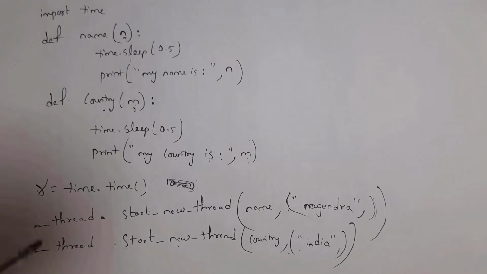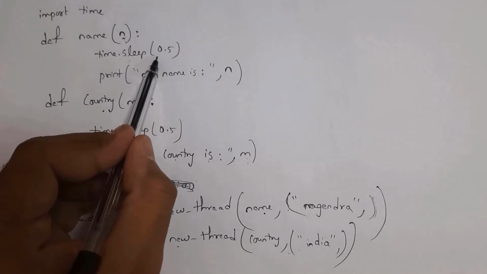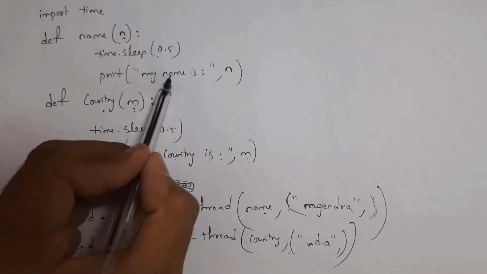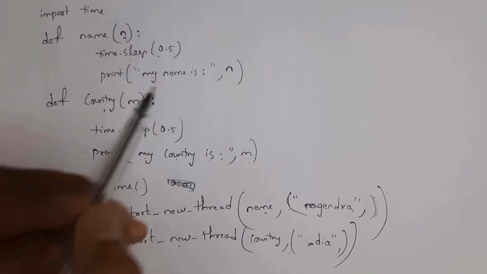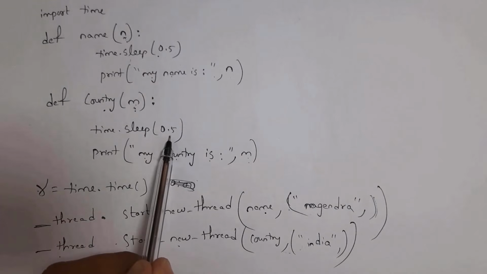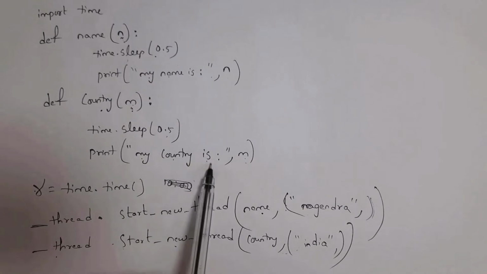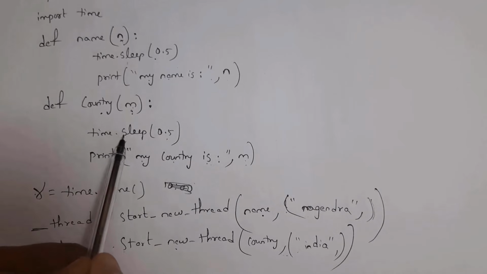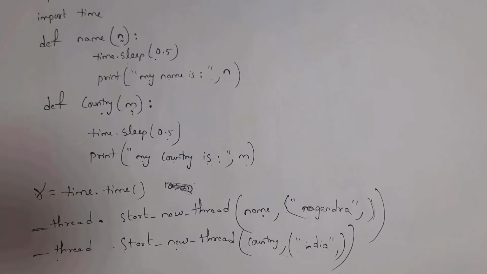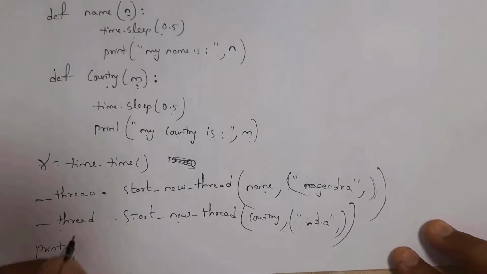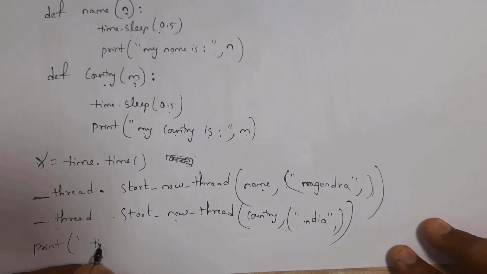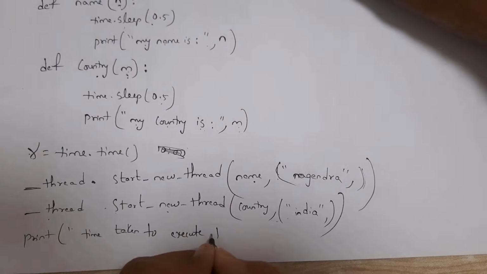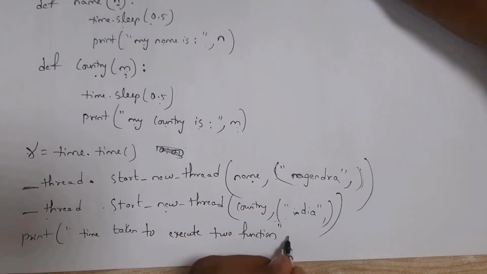Whenever I run these two lines of code, after a 0.5 seconds gap, I will get output "my name is Nagendra", and similarly again after a 0.5 seconds gap I will get output "my country is India", because I am using here time.sleep(0.5). Similarly at last I want to print the time taken to execute these two functions. So just write here print, I want to get output like "time taken to execute two functions", quotations close, comma.